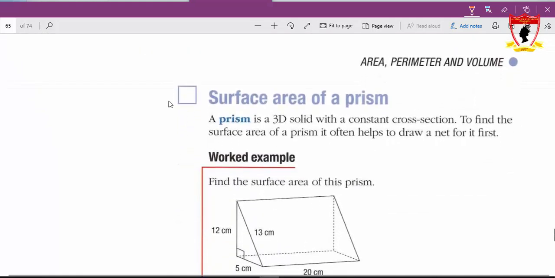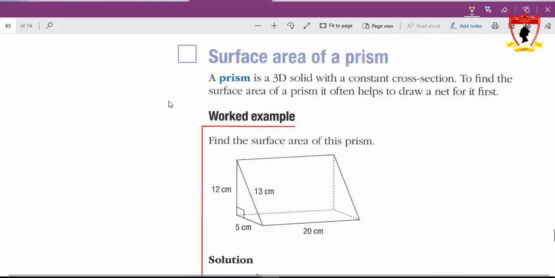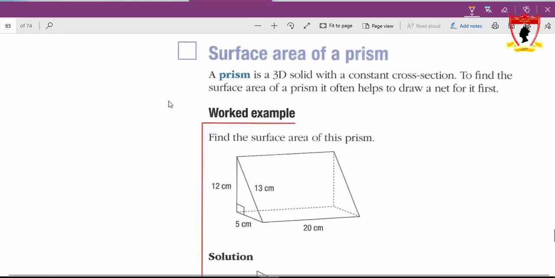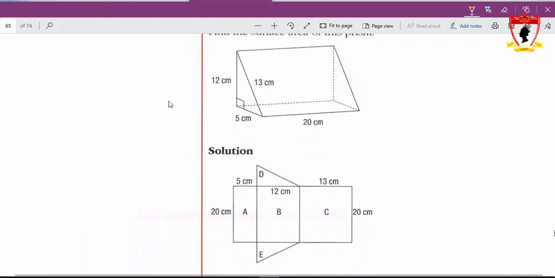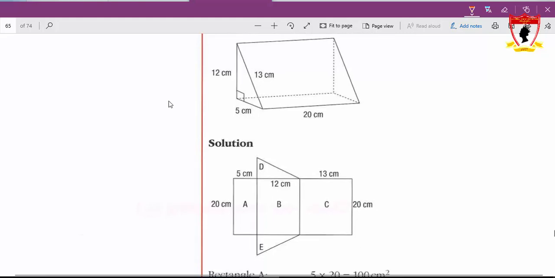Surface area of a prism. Surface area, in other words, we can say surface area is the area of the net of the 3D shape. So this 3D shape has 5 faces. Then surface area means find the area of each face separately, then add them all together to get a total area for these shapes all together. That will be the surface area.